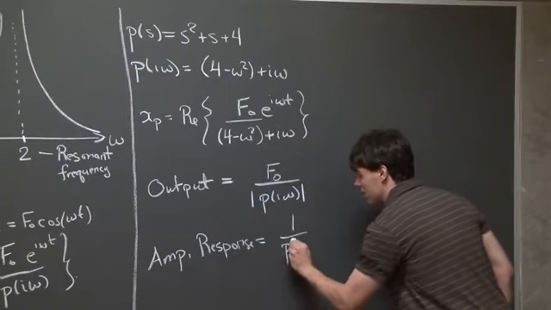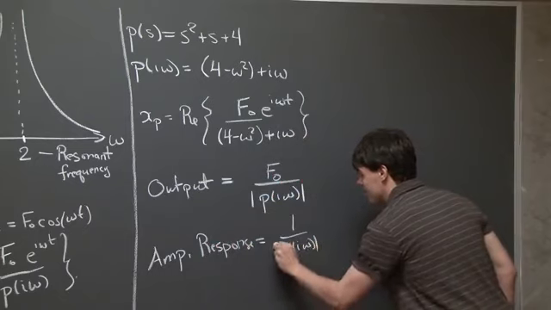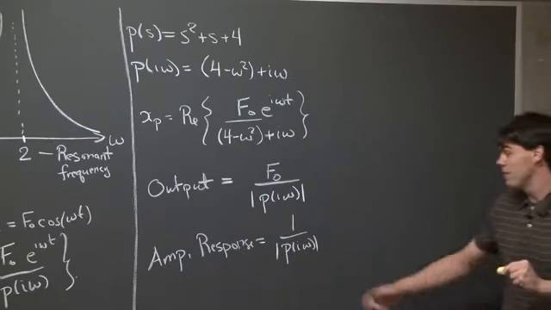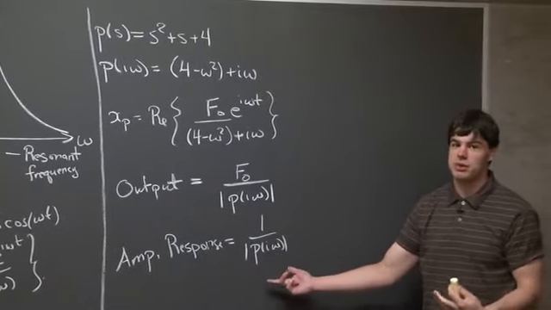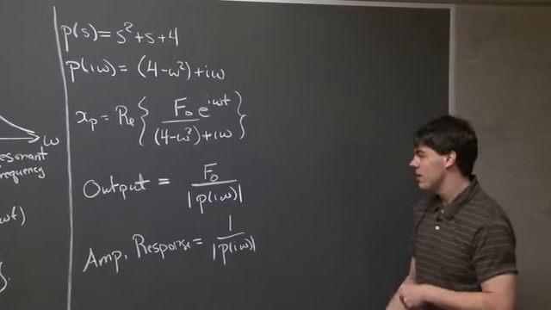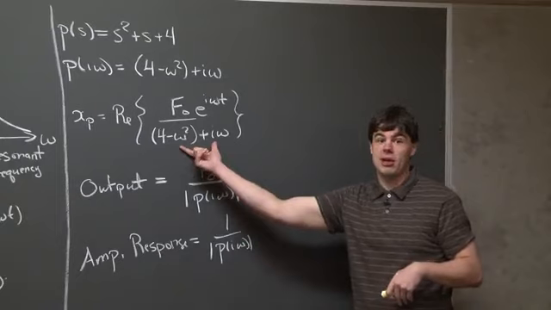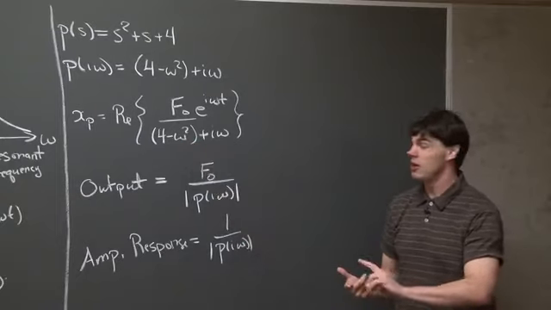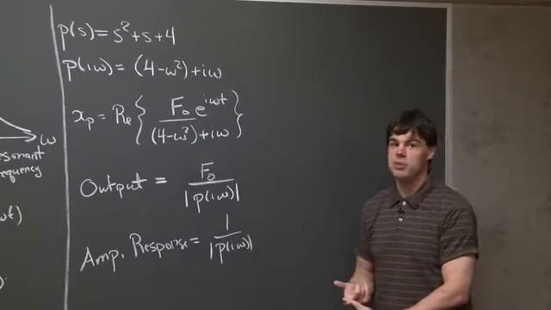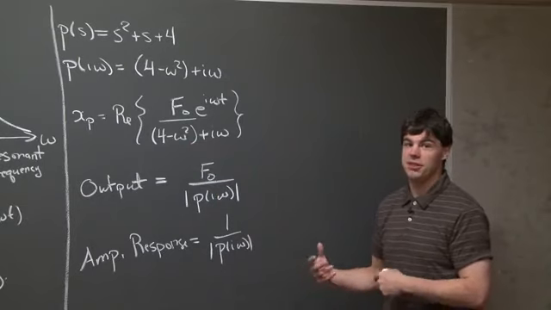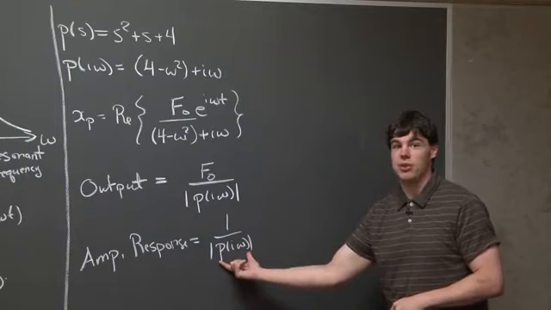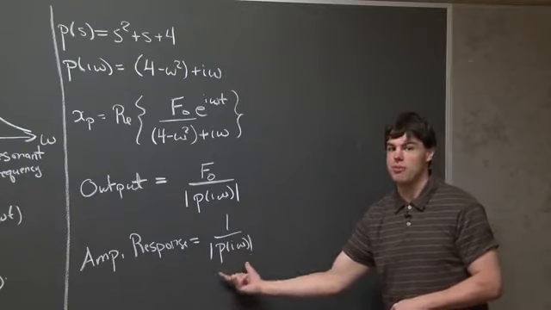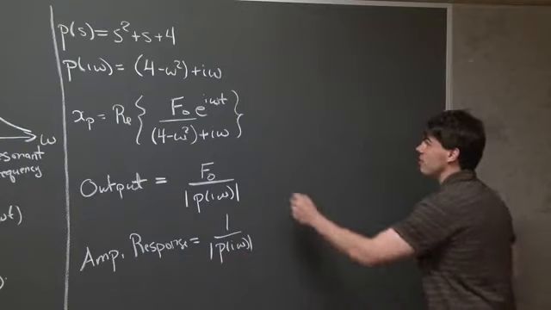So as a result, the amplitude response is just the magnitude of 1 over the characteristic polynomial evaluated at i omega. This is also sometimes referred to as the complex gain. Moreover, this term right here contains two pieces of information. Not only does it contain the amplitude response, but it also contains the phase information. When we take the absolute value, we're throwing out the phase information and we're just remembering the amplitude response.